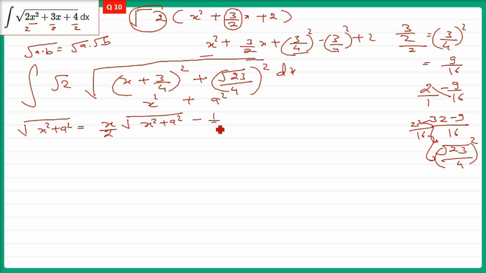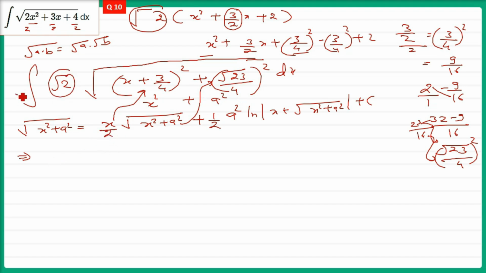Then we have plus. This is not minus, I'll just change it. a square by 2 log base e, that is ln, of x plus under root x square plus a square, plus a constant of integration. Let me make it positive because under root x square plus a square is everywhere positive on the right hand side when you integrate it with respect to dx. So in place of x, we'll take x plus 3 by 4. In place of a, we'll take root 23 by 4. Root 2 we will deal with later.